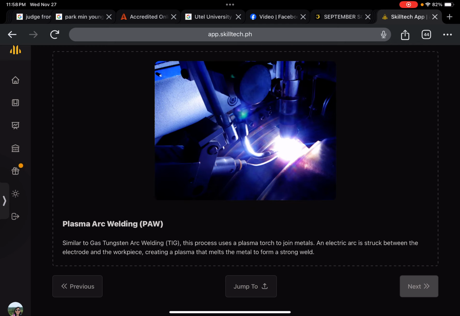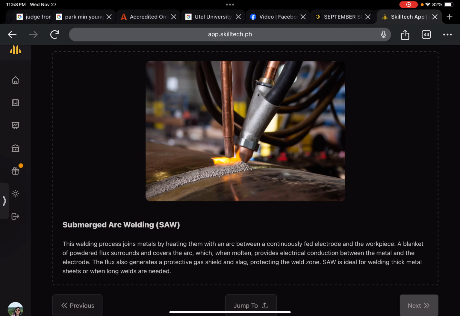We have the plasma arc welding, or the PAW. So this is similar to gas tungsten. It uses a plasma torch to join metals. This creates plasma that melts the metal to form a strong weld. Submerged arc, or the SAW. This welding process joins metals by heating them with an arc between a continuously fed electrode and the workpiece. A blanket of powdered flux covers the arc. That's why it's called submerged, because it covers.